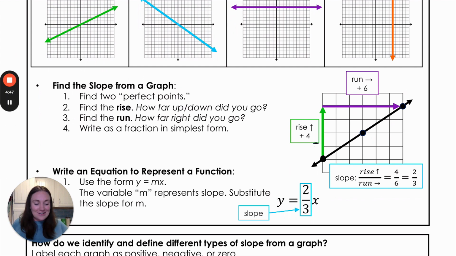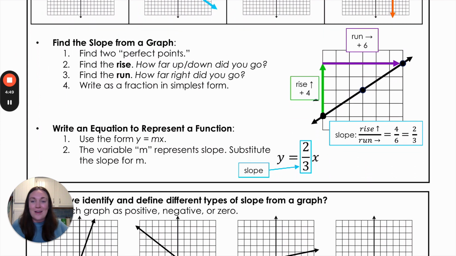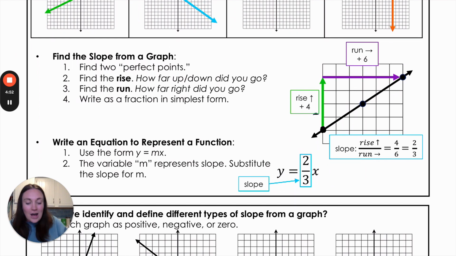Okay, so the last thing they're going to ask you to do in this video is to write an equation to represent the function. Our equations are always going to be in the form y equals mx. And remember, we already talked about that m is that variable that represents slope every time. So we said in our slope here, our slope was 2/3.